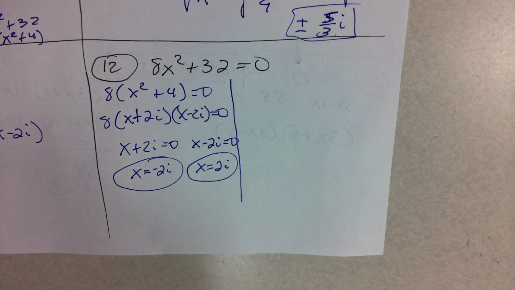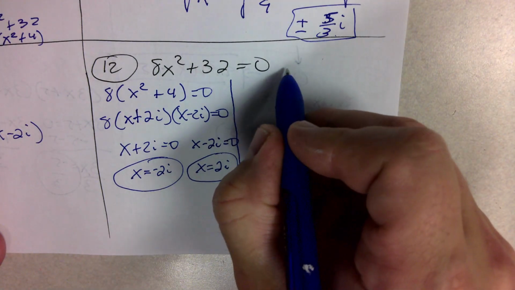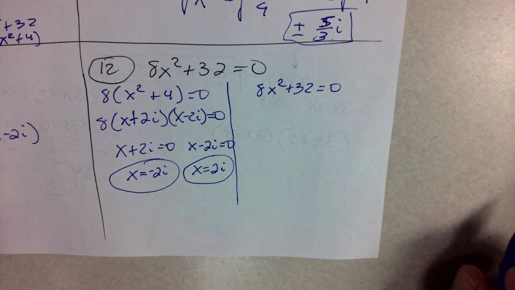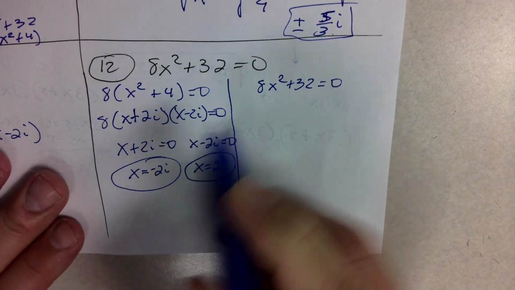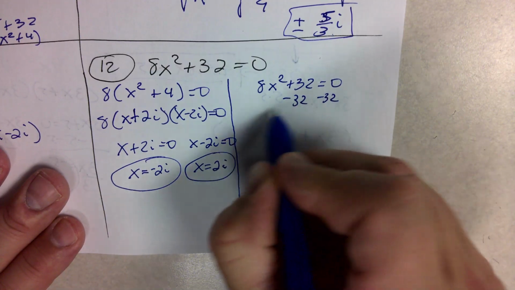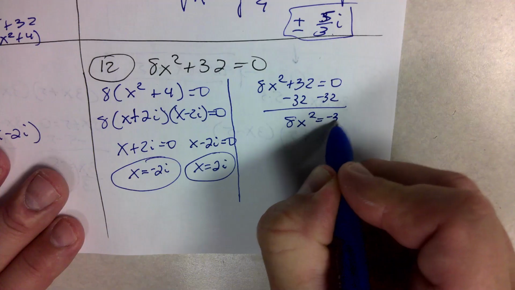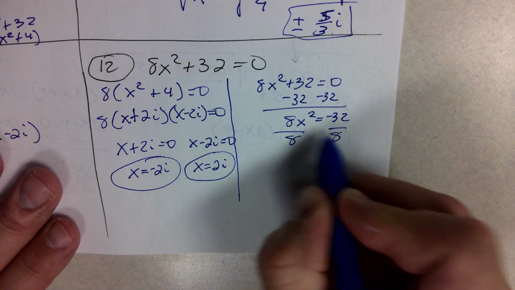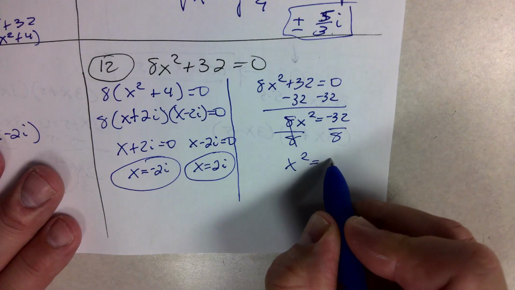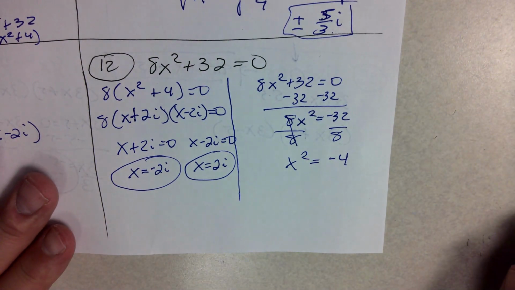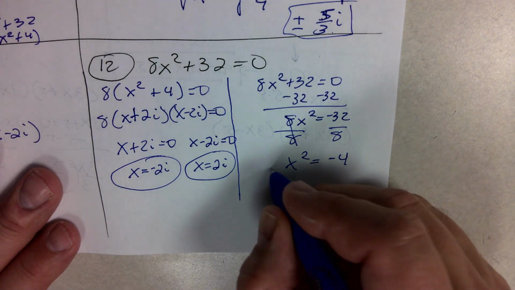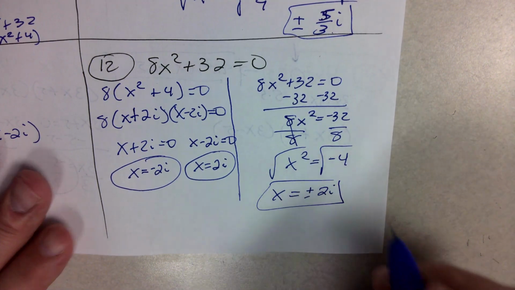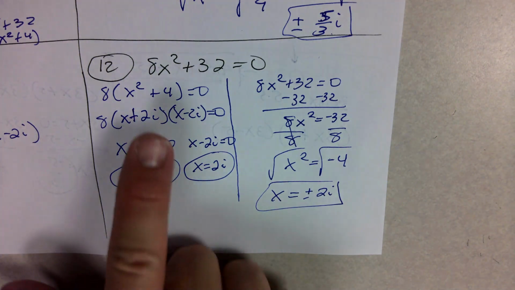Guys, make sure you're listening. If I solve this and we said it's 8x squared plus 32 and I want to try to take the square root of both sides, this is the factoring process. We go minus 32. 8x squared equals negative 32. Divide by 8. x squared is equal to negative 4. I take the square root. x is equal to plus or minus 2i. So this is the factoring way.